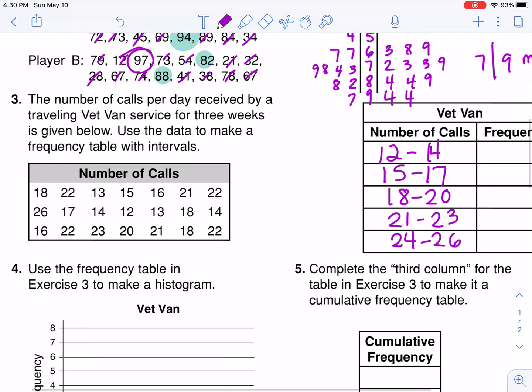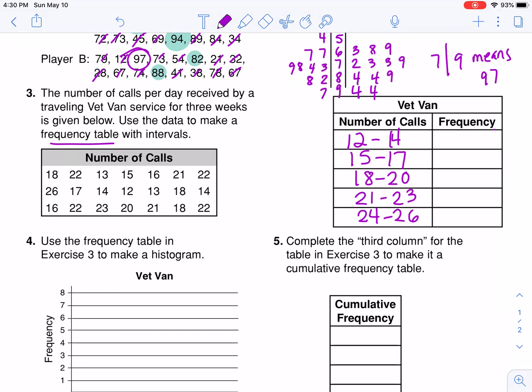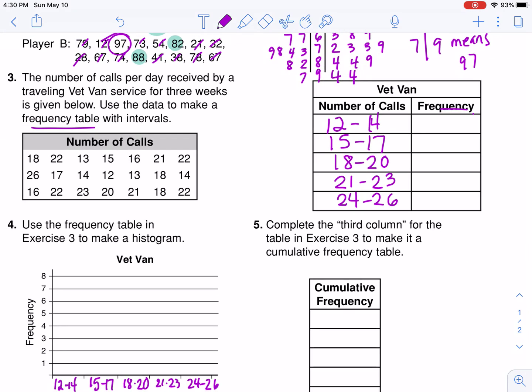Number 3, it says the number of calls per day received by a traveling vet van service for 3 weeks is given below. Use the data to make a frequency table with the intervals. So I did intervals of 3. I broke it up from 12 to 14 calls. Frequency just means how many times did it happen. And you'll see my different intervals because we're going to make a histogram on number 4 with this data. So if I take a look at my table, 12 to 14, and I like to mark things. So any numbers I see between 12 and 14, I'm going to mark. So 13, 14, 12, 13, 14, that is 5.